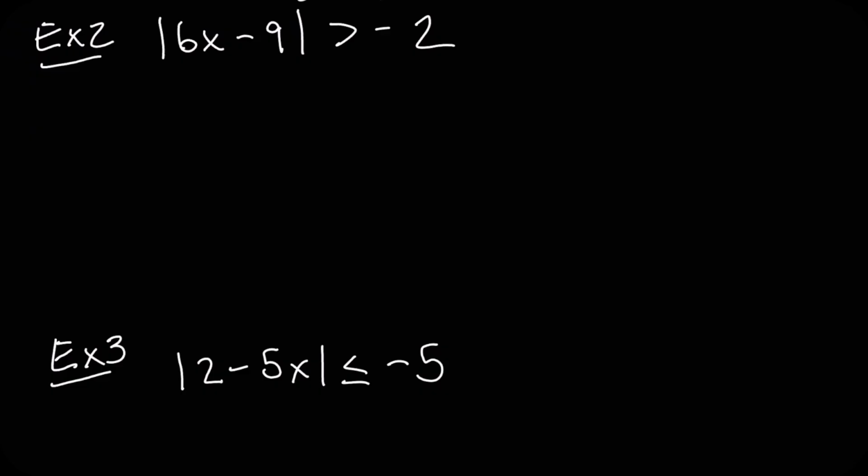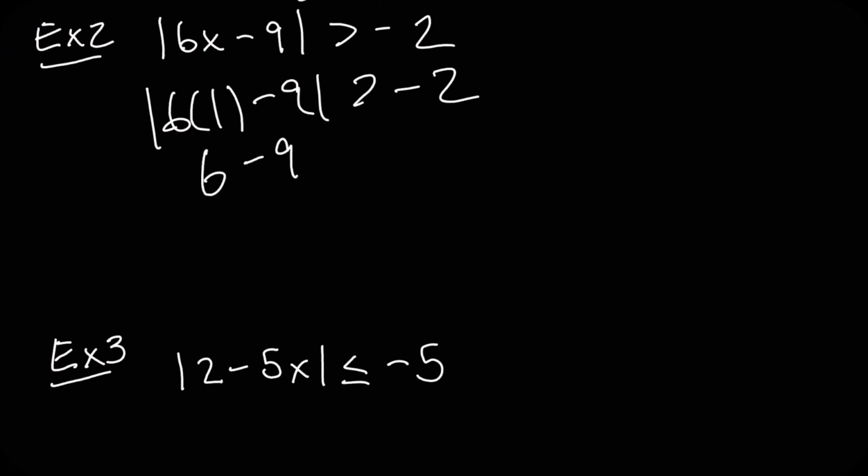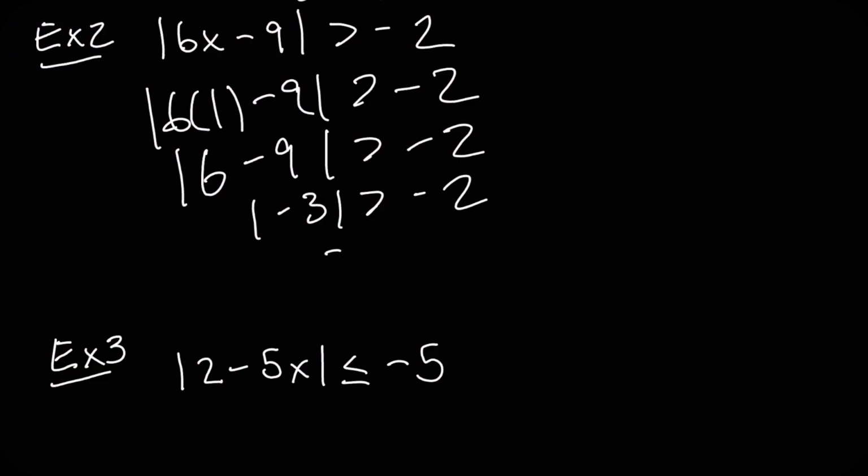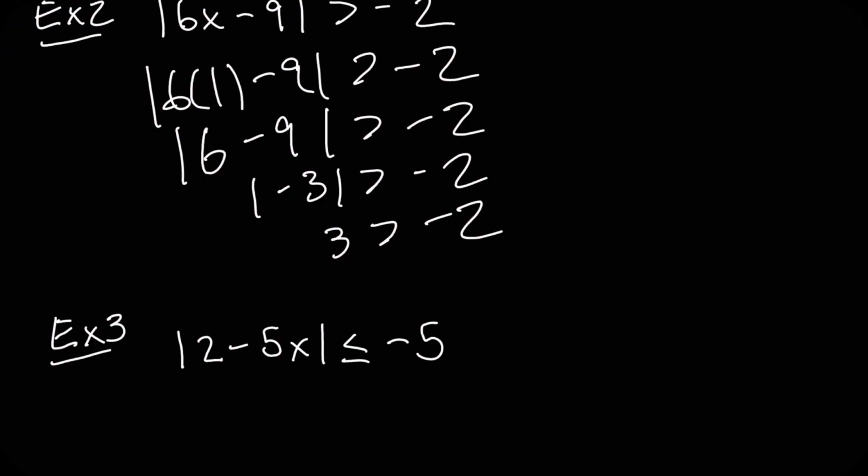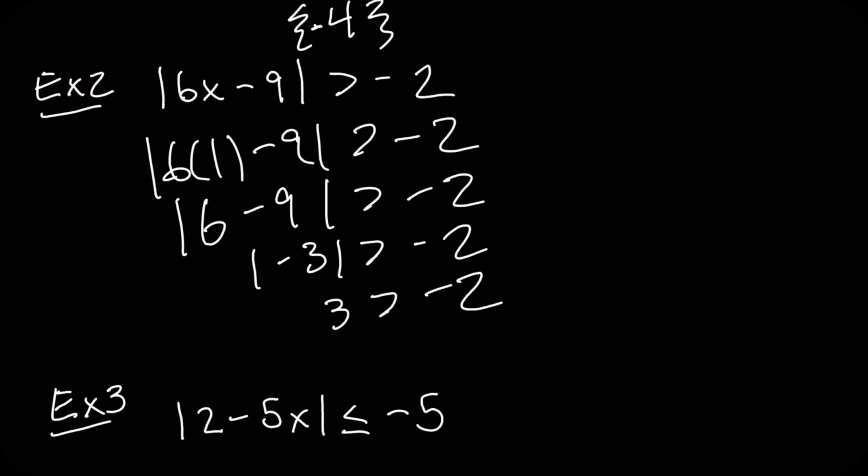If we plug in a 1, so the absolute value of 6 times 1 minus 9 greater than -2, we'll have |6 - 9| greater than -2, which would be the absolute value of -3, which would be a 3 greater than -2. So it doesn't matter what number we plug in here. We could literally plug in 1,000, and for x we could plug in -1,000.